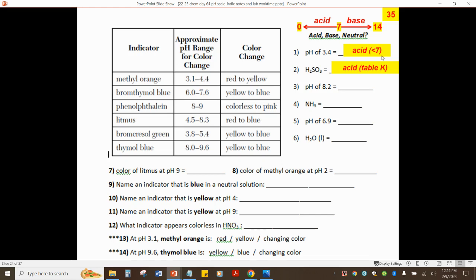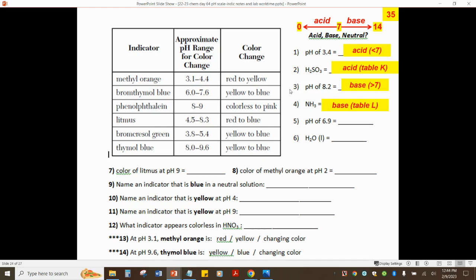Okay, pH of 8.2, that is a base because it's greater than 7. NH3, if you look on Table K and Table L, strangely, NH3, aqueous ammonia, is a base. When you mix it with water, it grabs up the H plus ions and it leaves lots of OH minus floating around in the water. But don't worry about it. If it's listed on Table K, it's an acid. If it's listed on Table L, it's a base. And that's what you really need to know.